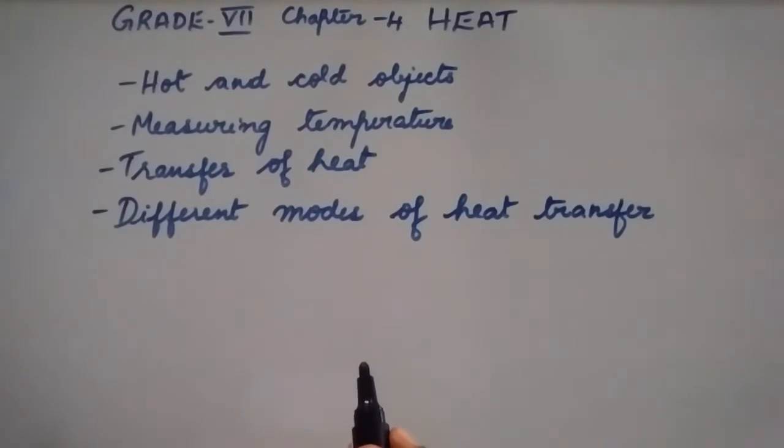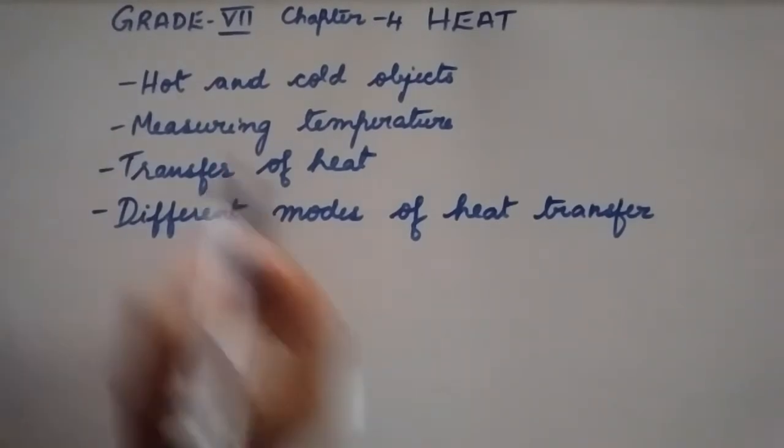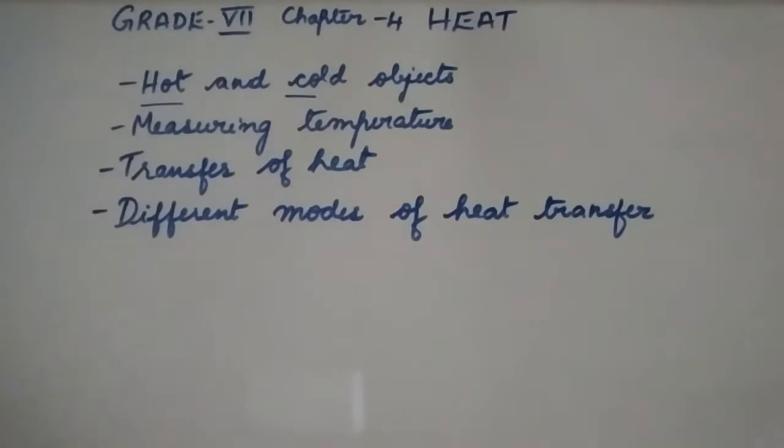We often use the words hot and cold in our day-to-day life. For example, my coffee is very hot or it is quite cold today. This water is ice cold. But how do we come to know whether something is hot or cold? When we touch, we feel something's hot and something's cold. So our sense of touch tells us whether a thing is hot or cold.